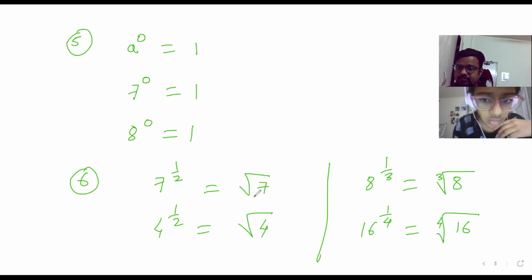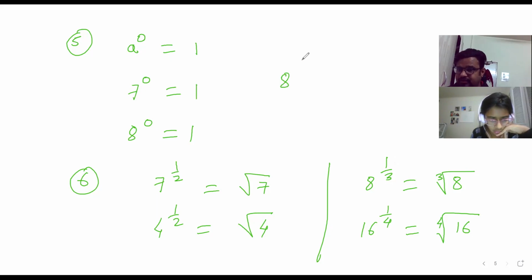So raised to 1 by 2 means it is square root. Raised to 1 by 3 is cube root. Raised to 1 by 4 means fourth root. This power or index 1 over something indicates that that much root is calculated for that number. Here 8 raised to 1 over 3 means cube root is calculated. 7 raised to 1 by 2 means square root of 7 is calculated. So this root is there whenever power is like this, 1 over n.